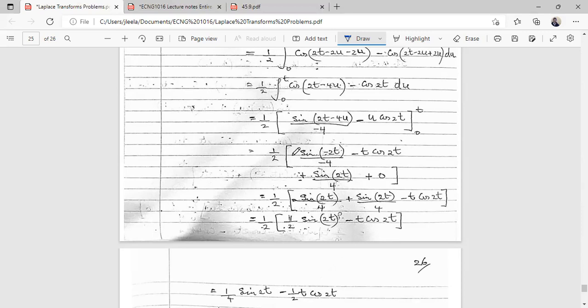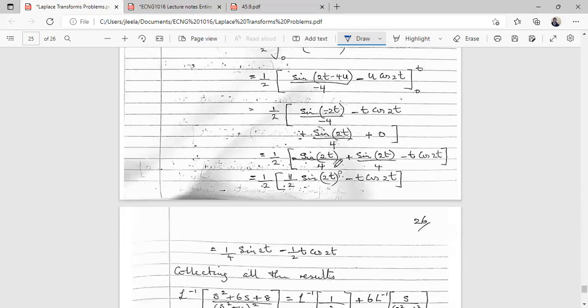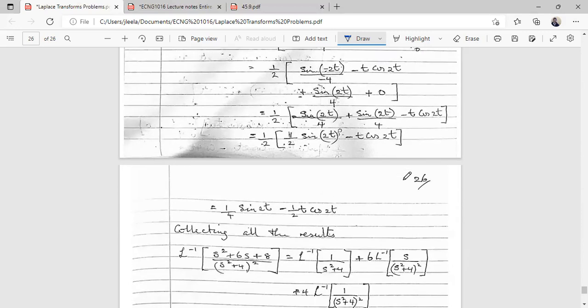And then you have a minus underneath here, so a minus and a minus 4. So this term here will actually be sine 2t over 4. And then you have another sine 2t over 4, and then you have the minus t cos 2t. So a quarter and a quarter is a half: a half sine 2t minus t cos 2t. And then you remember you have a half on the outside, so you'll get a quarter sine 2t minus a half t cos 2t.